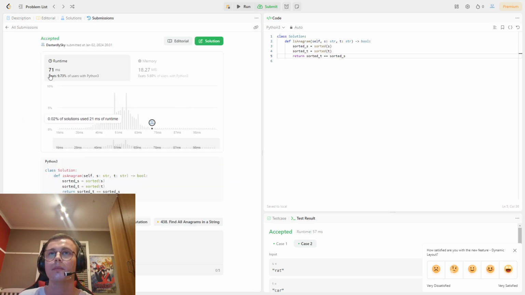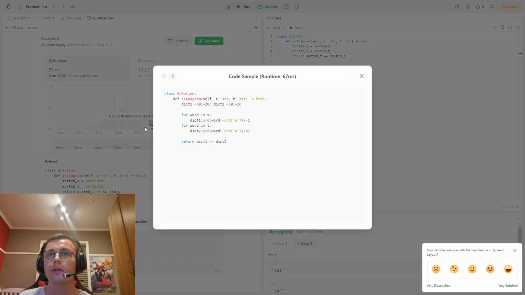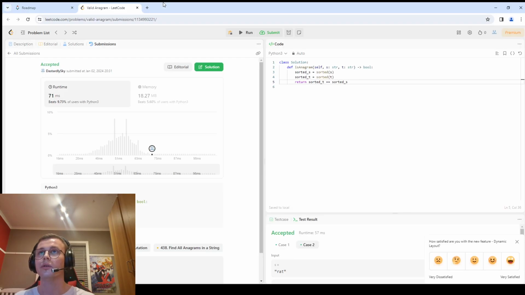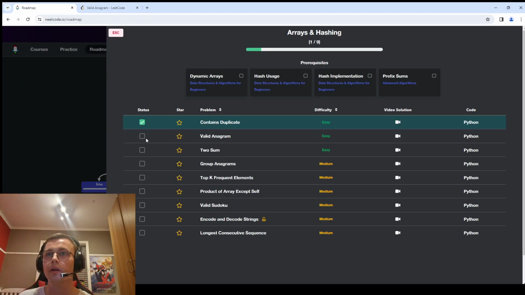accepted. Beats 9% of users with Python, so that's not great. I think the majority of people would have a similar solution there. Someone's done the dictionary solution, it looks like. Okay, yeah. Oh well, I guess all that's left to do is go here and tick this one off.